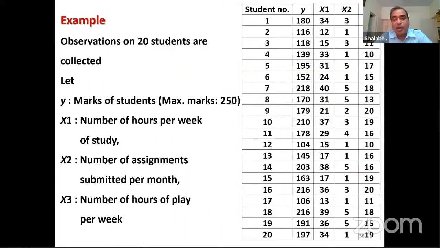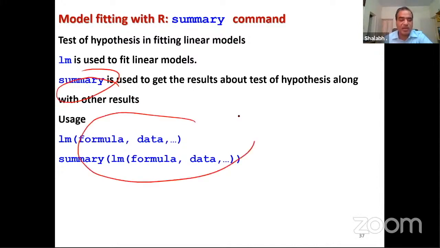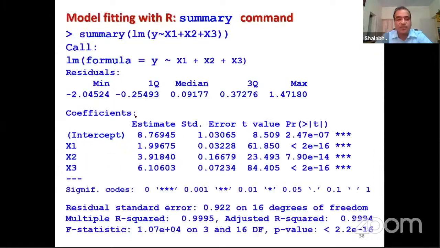Right. So now if I take the same example and see the results of the test of hypothesis, we have a command here, summary, that can be used to get all such data. So I will write summary, using the same formula which I used for the fitting of the model. So I will write summary is equal to summary like this one.